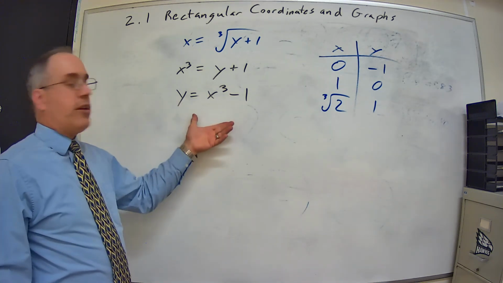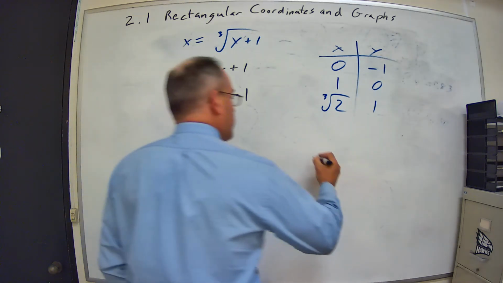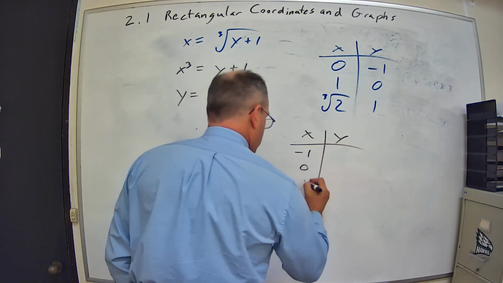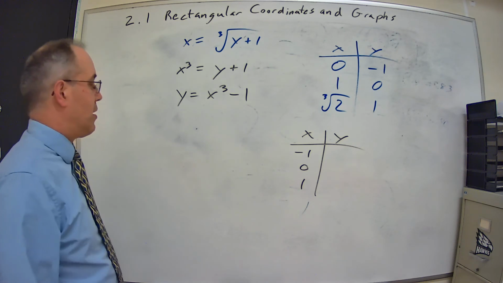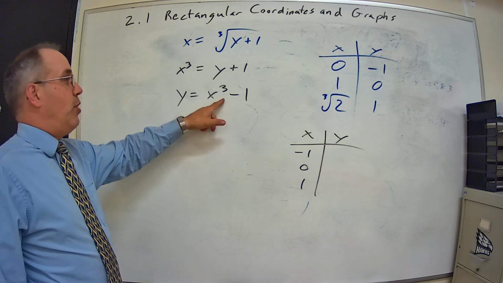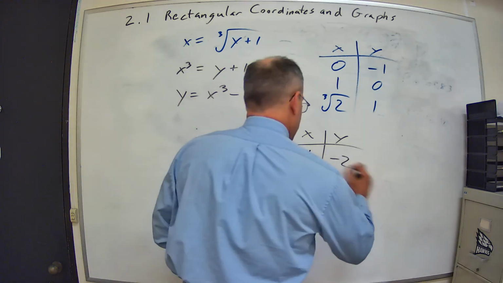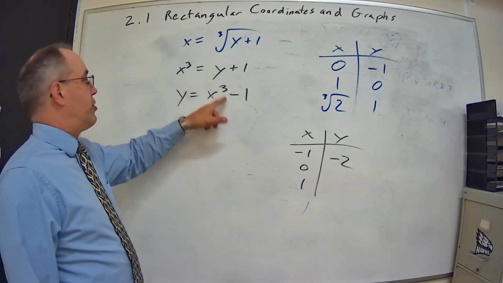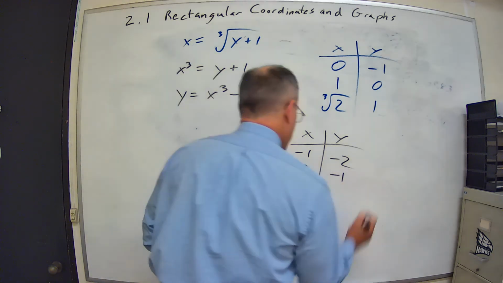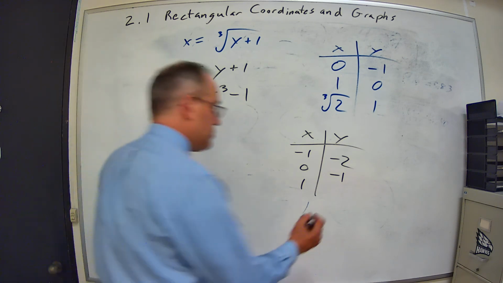So now I have an equation that I can work with, and I'll create an additional little table for x and y, and I'm going to use -1, 0, and 1. If I plug in -1, -1 cubed is -1. -1 minus 1 is -2. 0 cubed is 0, minus 1 is -1. 1 cubed is 1, minus 1 is 0.